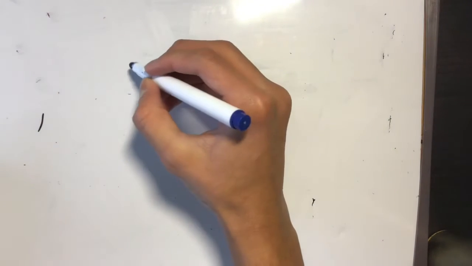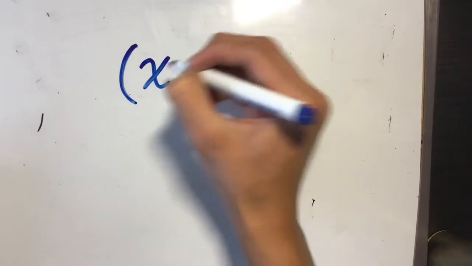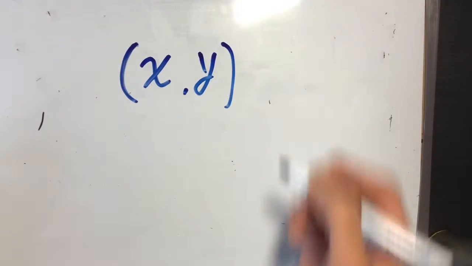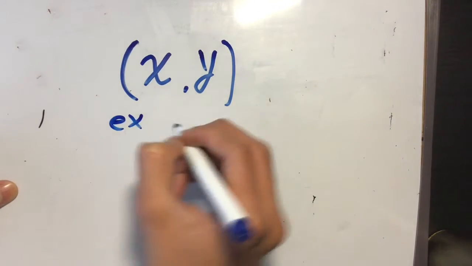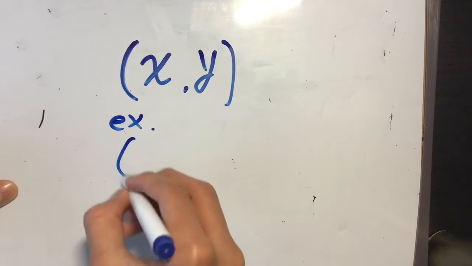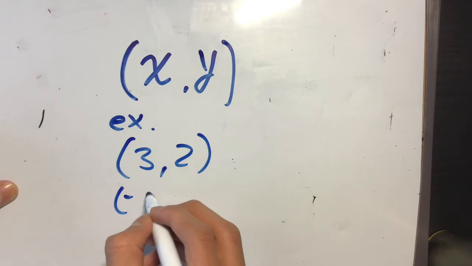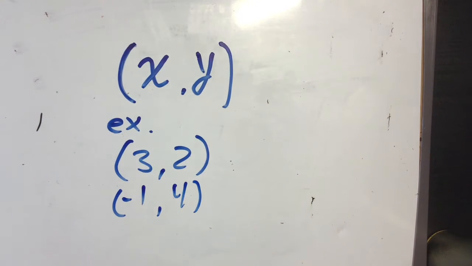Now that we know the basics of a Cartesian grid, let's get on to what a coordinate is. A coordinate looks like this. The first number will always be part of the x-axis, while the second will be the y. An example of this could be (3, 2), (-1, 4), and the list could really go on.